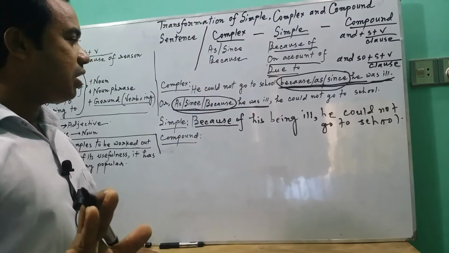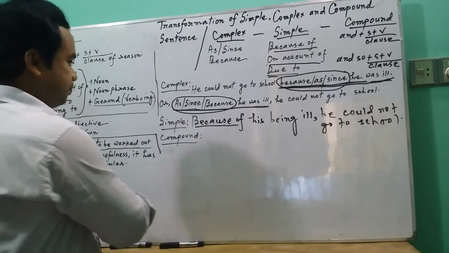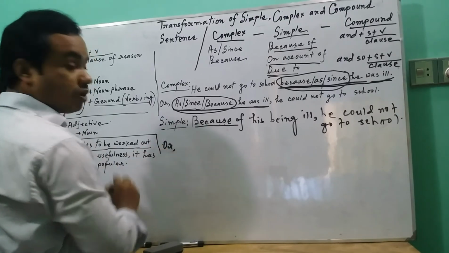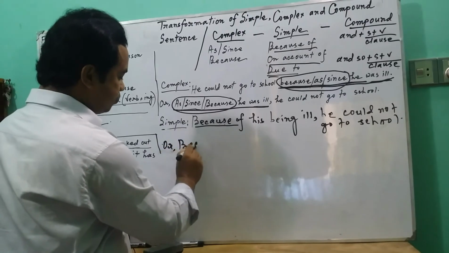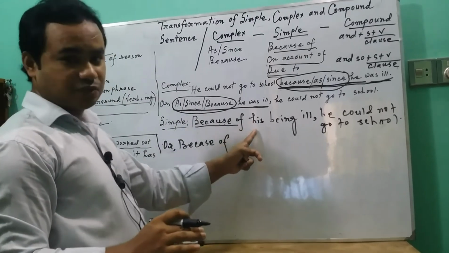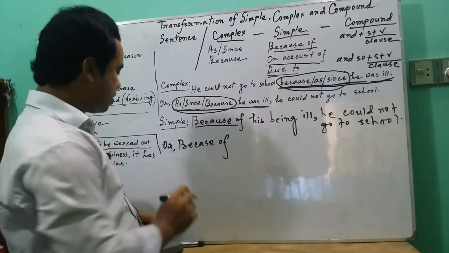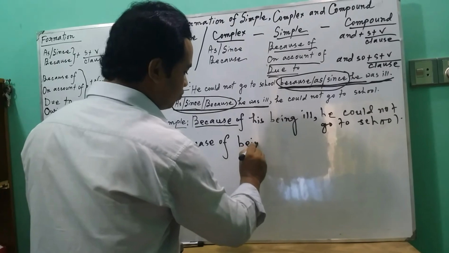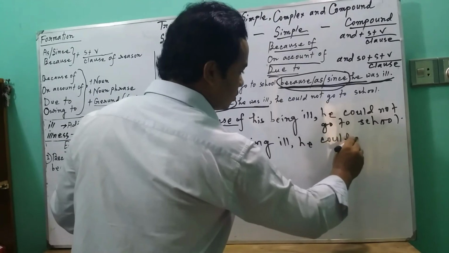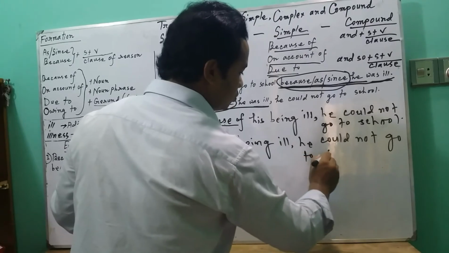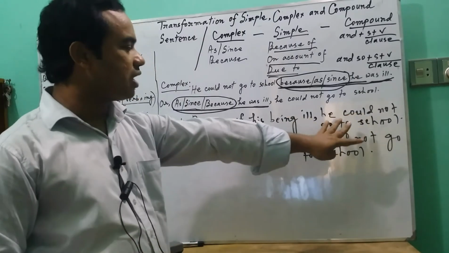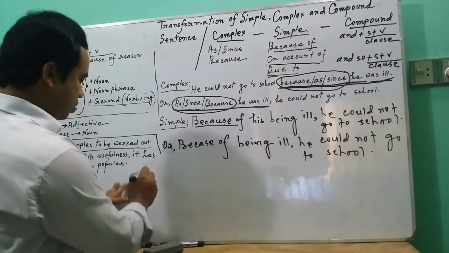Now it's complete. Then what you can write? Or, because of. Now I'm taking out the subject. It means I won't use the possessive form of the subject: because of being. Then it would be because of being ill, he could not go to school. The rest of the sentence remains unchanged, as this is the main clause. He could not go to school. This is the main clause.